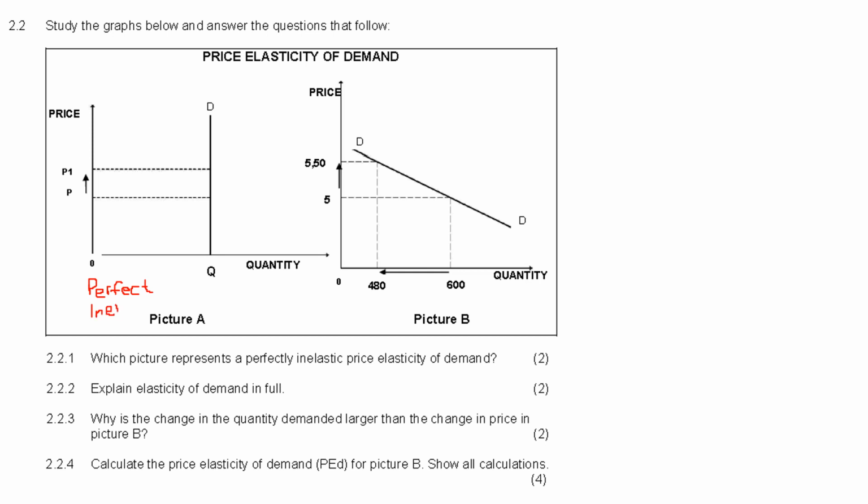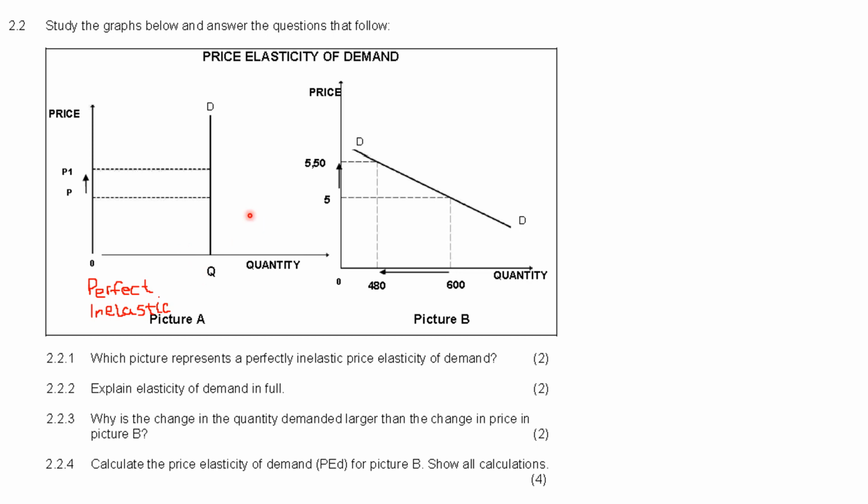So what kind of products give us this kind of a graph? Remember, we have products like medication. You are right. So this graph here is the one that is indicating perfectly inelastic. Why are we saying so? Because the quantity has remained Q, and they have increased the price. When the price was P, the people demanded Q. When the price increased to P1, the people still demanded Q.